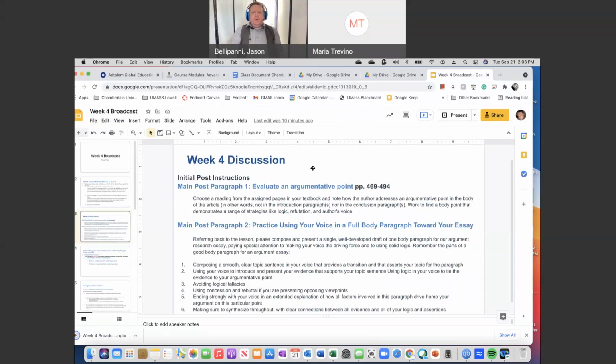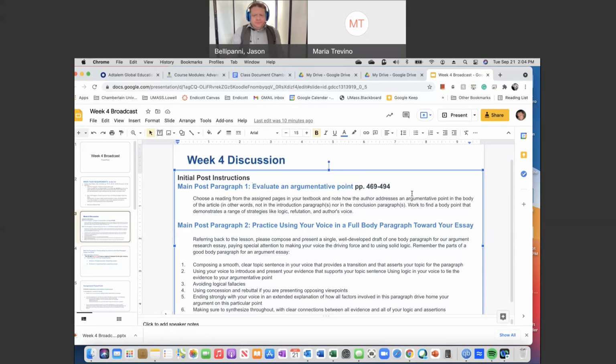All right, so week 4 discussion. Here is the idea. There are 2 main posts that you're going to make, 2 paragraphs basically, similar to last post. So the first one is you are evaluating an argumentative point that you find in this part of the book. So 469 to 494.